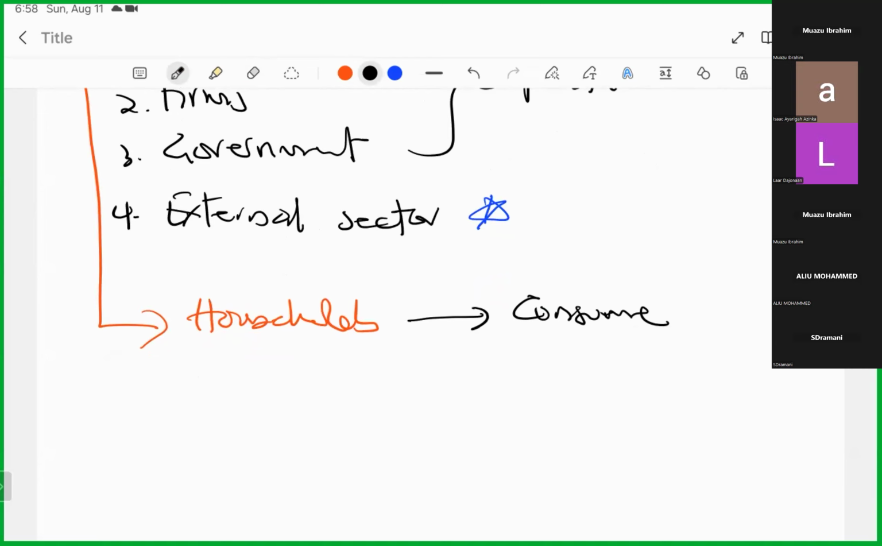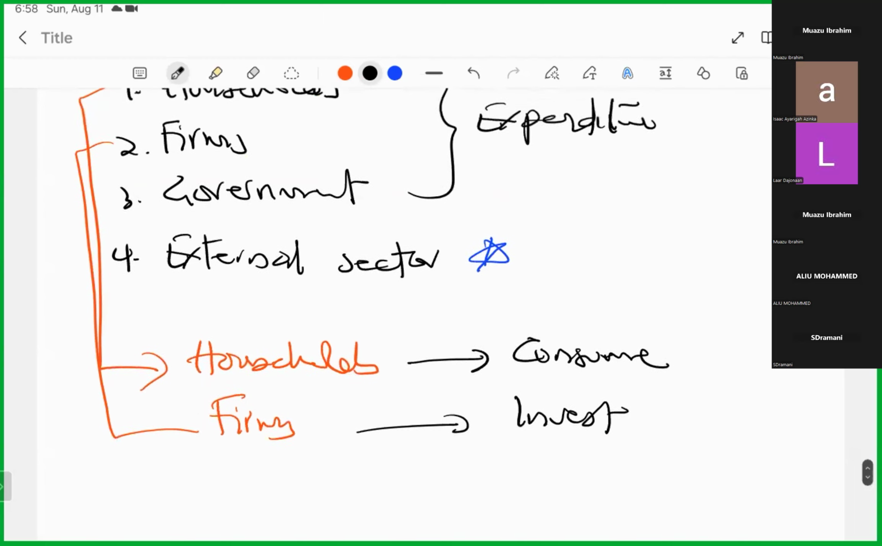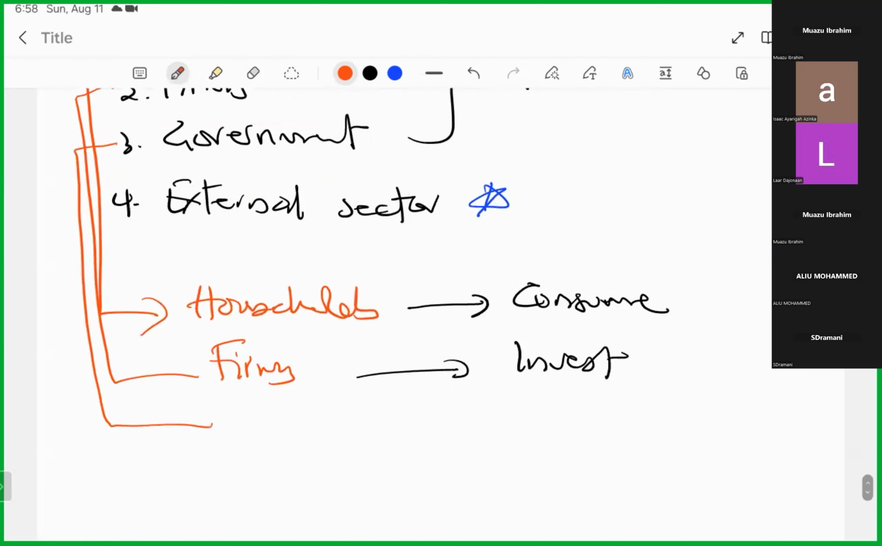We also have the firms. And the firms do what? The firms do the investment. The firms invest. They also spend some expenditure on what? On investment. So the household will spend some expenditure on what? Consumption. Firms will spend some expenditure on what? On investment. Government would also spend some expenditure.